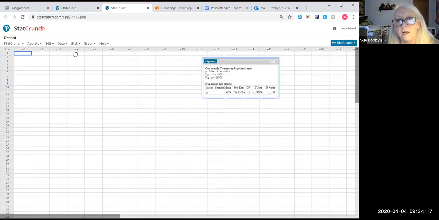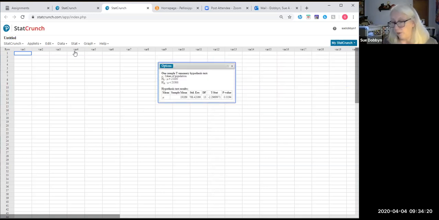And here are the results. Now, you probably can't actually read my screen, but this one right here tells you the test statistic. So it was negative 2.2969971. So I'll just say negative 2.30. I'm rounding it to 2 decimal places. It also tells you that the p-value, that's the last one in that line, is 0.0194.